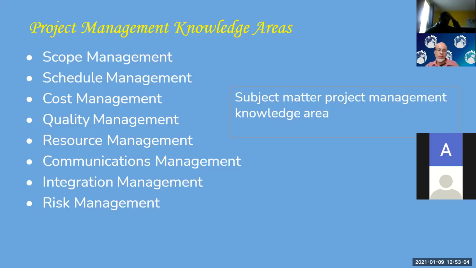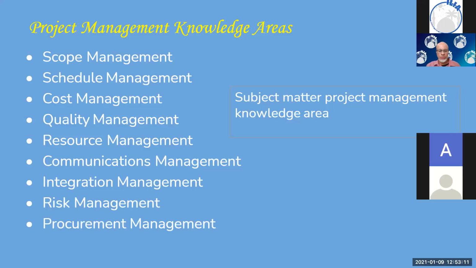And then risk. How do you manage risk? How do you categorize it and prioritize it and mitigate it to make sure nothing slips between the cracks? And then lastly, you might need to purchase things for your project. So there's some element of procurement. So these are some of the areas that we refer to as knowledge areas, all right?